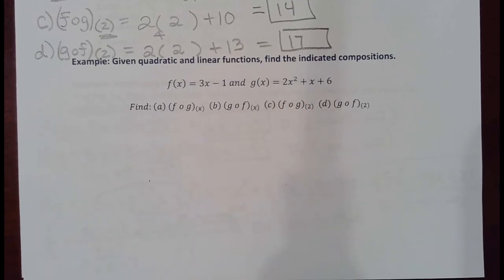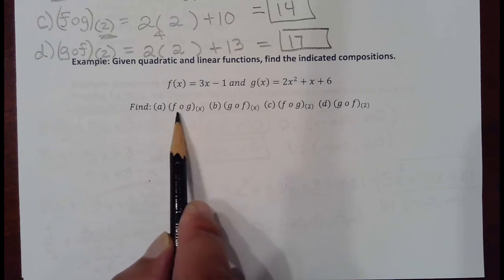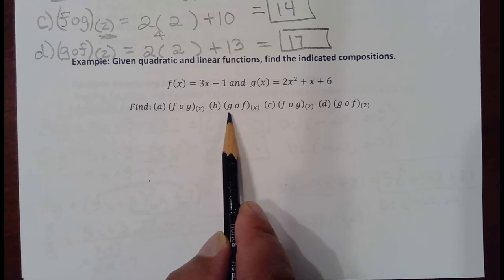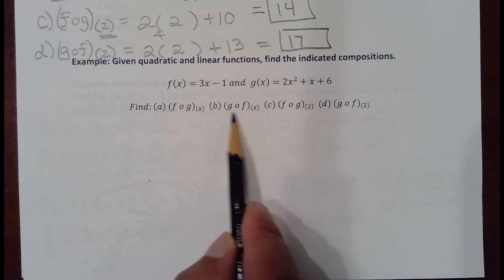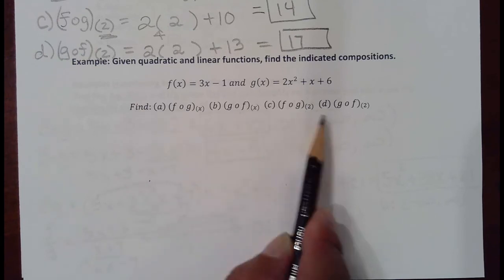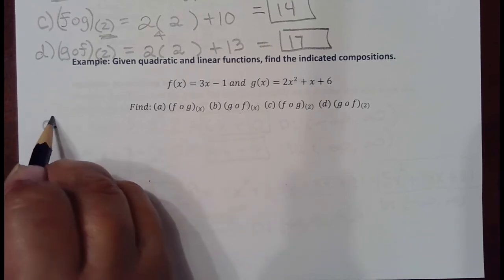Okay, don't forget, open up the outer function and then you will plug the inner function into that open function. The f function is 3x minus 1. So 3x minus 1. Now go dump that g function right in there. Dump in that inner function.